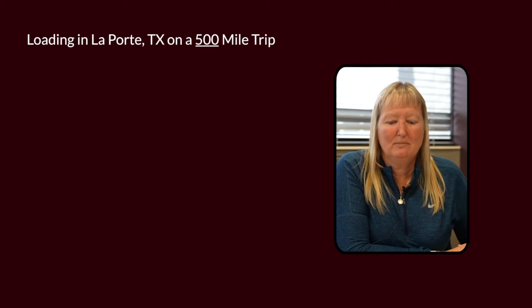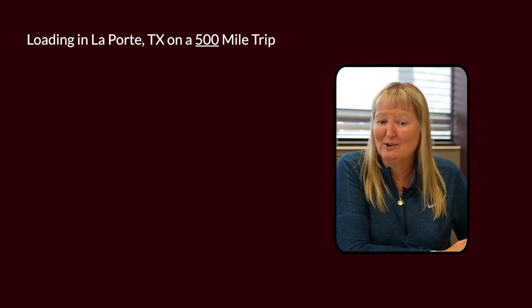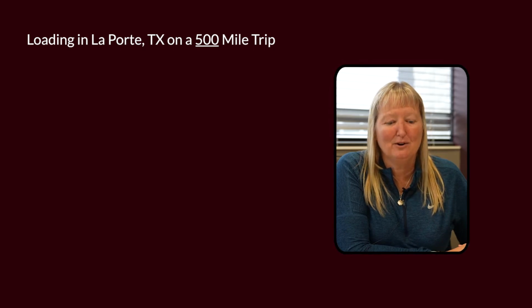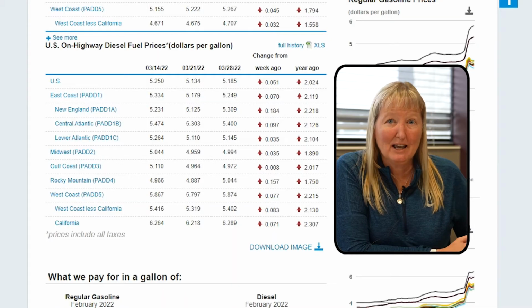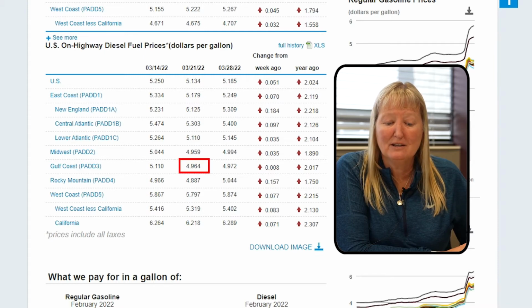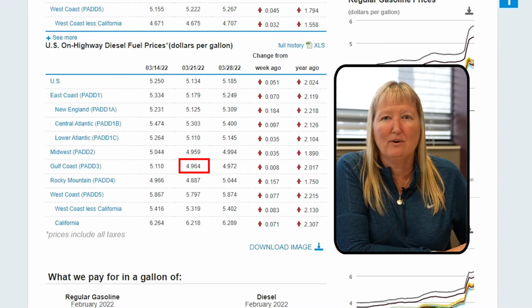Say you're loading in La Porte, Texas, and you have a 500-mile trip. La Porte, as we noted before, falls into PADD 3 for the Gulf Coast. Looking at the table provided for the week of March 21st, if you go down to the Gulf Coast PADD, you'll see that your average price of fuel was $4.964 per gallon.